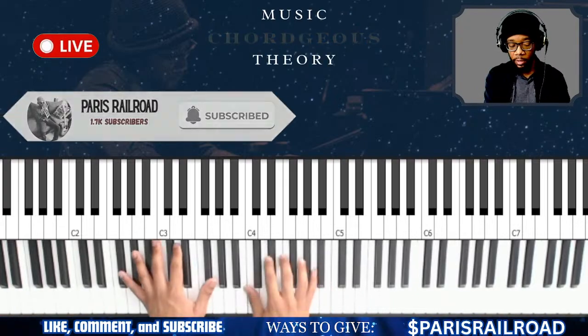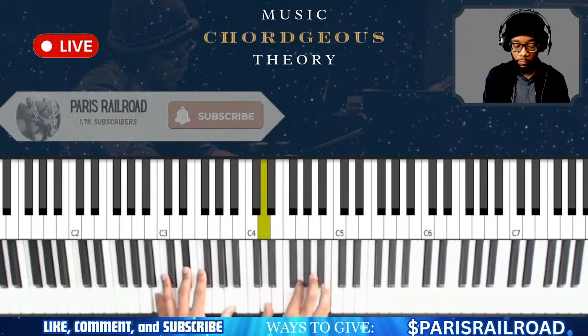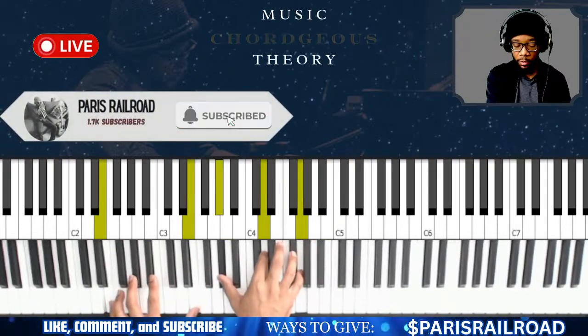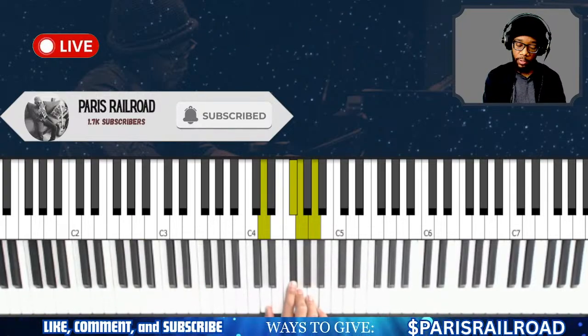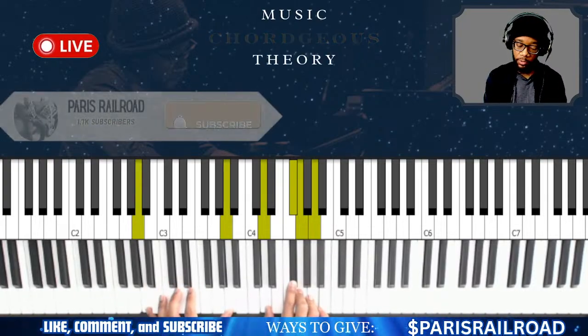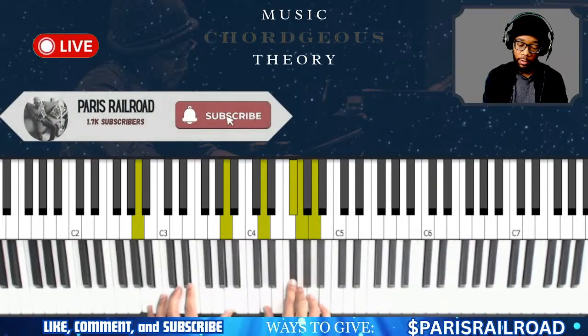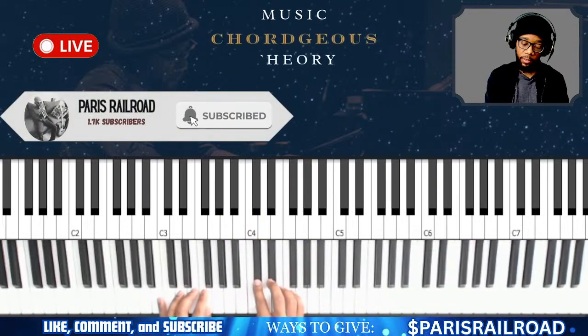Then you could do like 6, 2, 5, and then if you did 1, so we got a 4 major 11 over the 1, which is D major 11 over A. Now this is a setup to get to the lick that I want to show y'all.